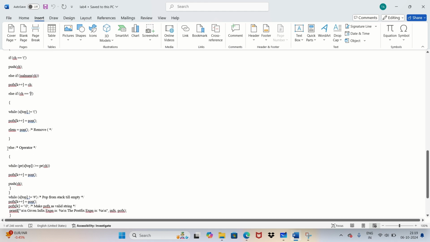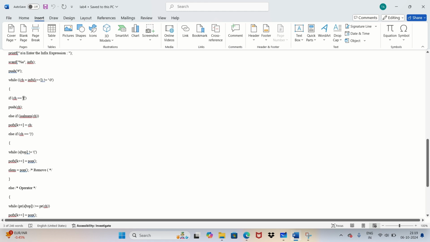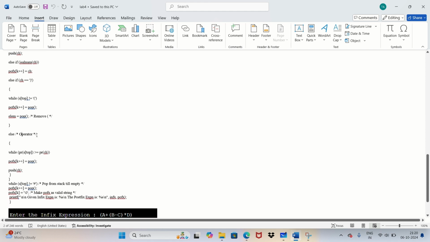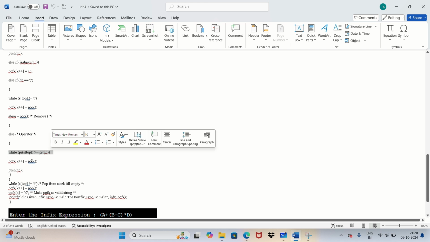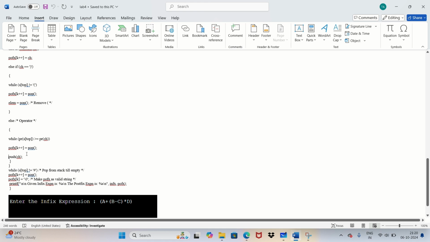So next, the only thing left is an operator. The character scanned can be an opening brace, or an alphabet, or a closing brace. Now next is an operator. If it's an operator, as I've already told, you have to check the priority. Check the priority of the one present at the top of the stack with the priority of the character present in the infix. If it is greater, pop the element and put it into the postfix and increase k. Else you have to push this.